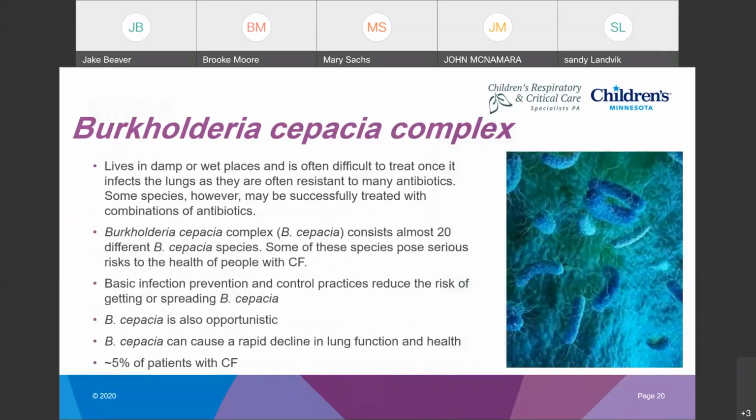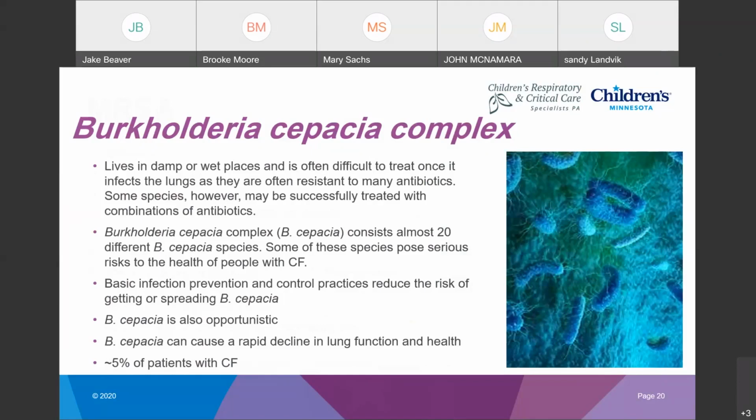Burkholderia, thankfully in our patient population and on that graph that I showed a few slides ago, is not a very common bacteria, but it is an important bacteria to treat if it grows in a culture. Like Pseudomonas, it grows in damp and wet places. It is often resistant to many antibiotics. Burkholderia cepacia complex is about 20 different species of bacteria. Some have more serious implications than others.